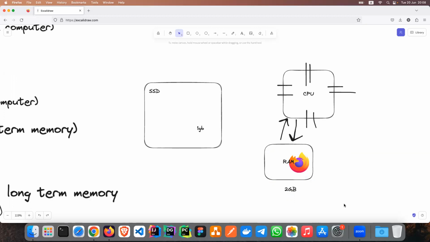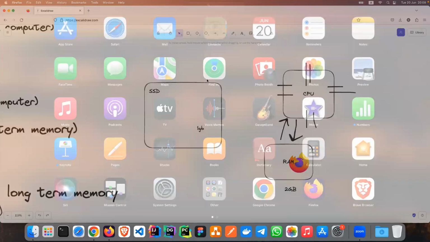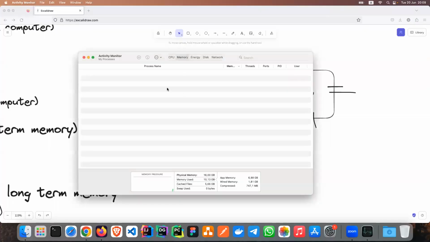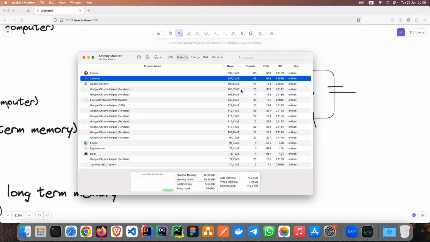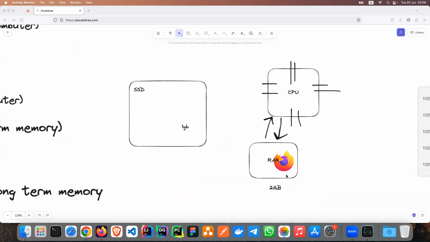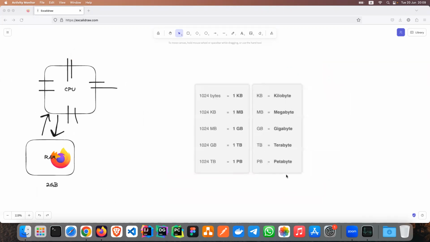Okay, this is it. In Windows, on Mac, on Linux, it is different, but let's say I'm using a Mac, I can go to Activity Monitor here. I can see how much memory my programs use. For example, I'm using Firefox. Firefox uses approximately 900 megabytes of memory. Zoom uses like 347 megabytes.